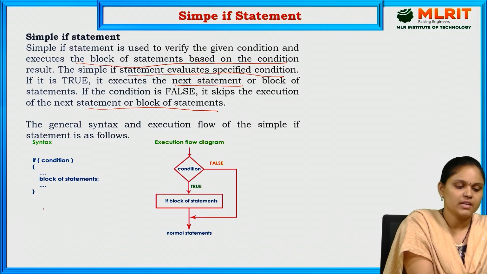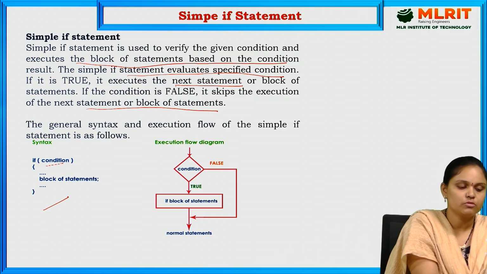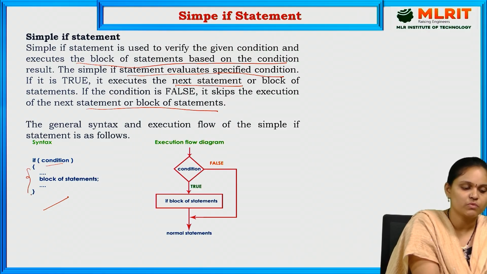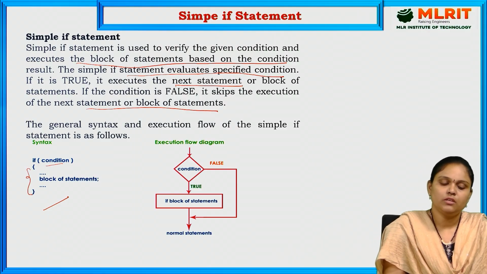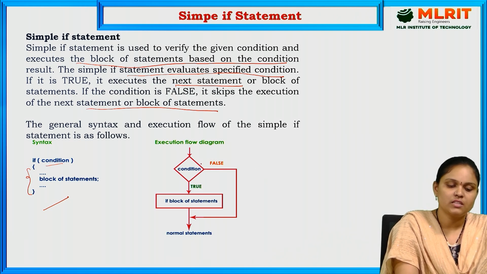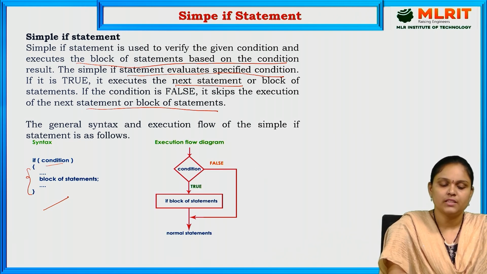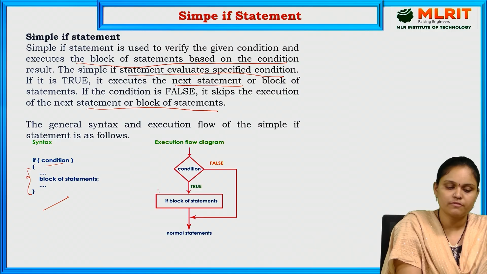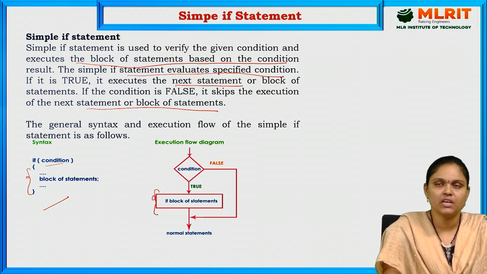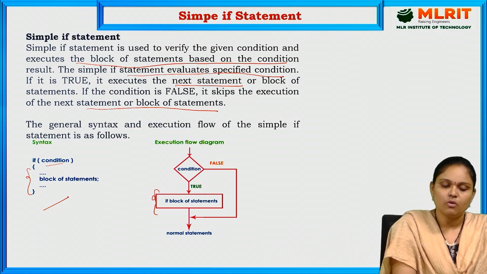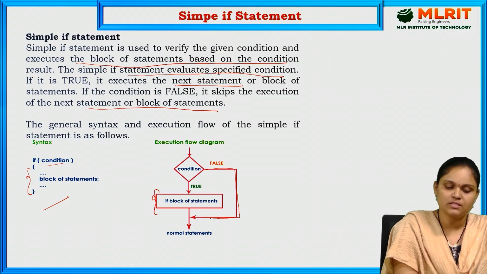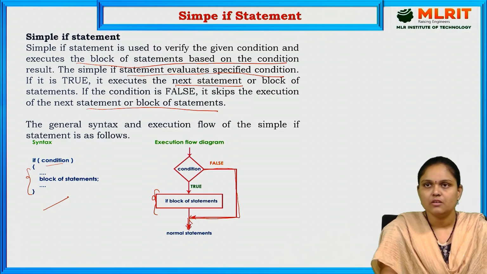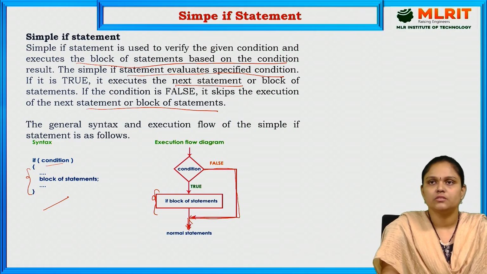So this is the general syntax of the simple if. If the condition is true, then only the block of statements will get executed. Coming to the flowchart, this is the condition that we are giving in the rhombus shape. If it is true, the block of statements we have given will get executed. Or else, if it is false, the flow will come to the next statement in the C program. The syntax has some rules, and based on those rules, we need to write the C program.